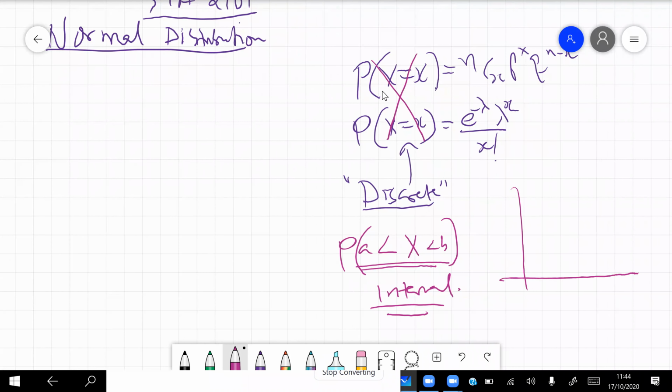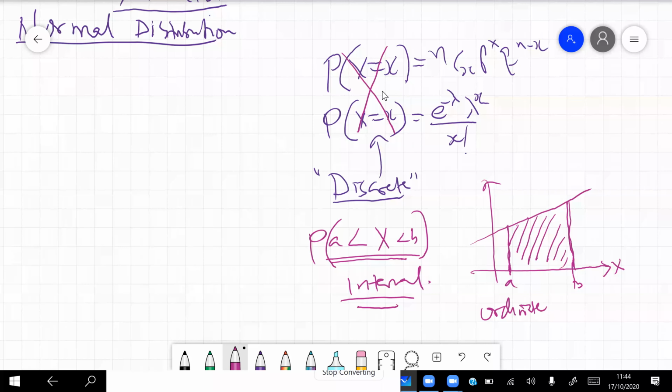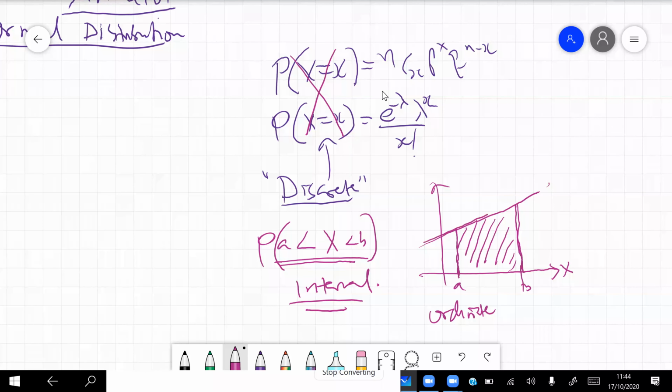The best way to look at this interval is to look at the area under a curve. For instance, if this is your curve, which is a straight line, and this is your point A, and this is your point B, then this is the area under that curve, or the area enclosed by the curve. Let's say this is your x-axis. And these two vertical lines are called ordinates.